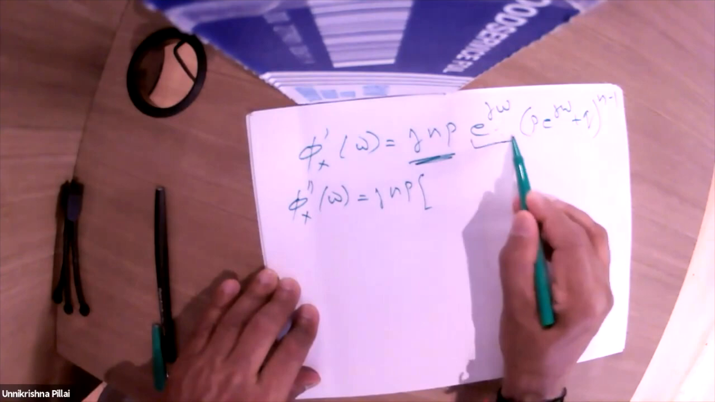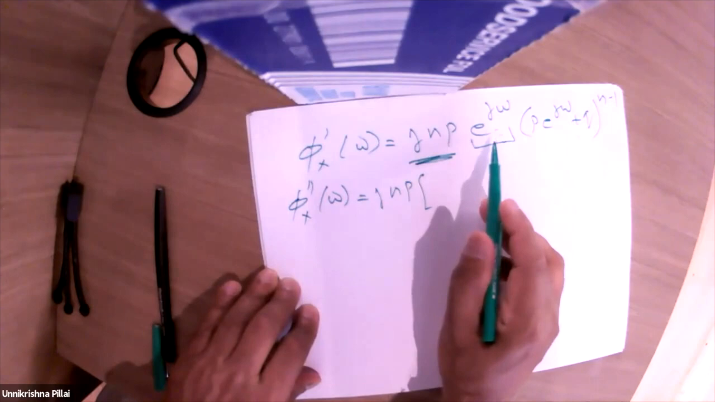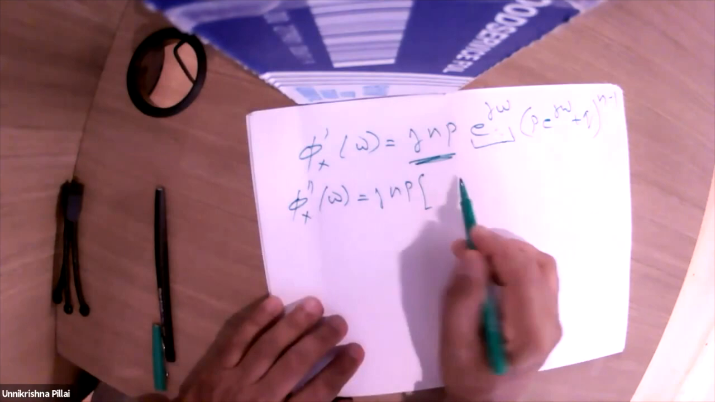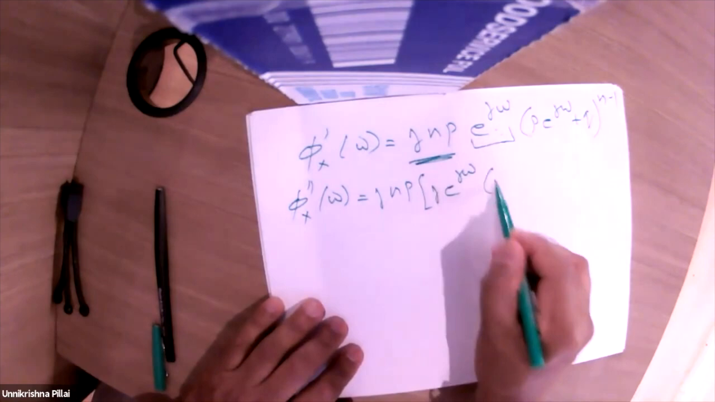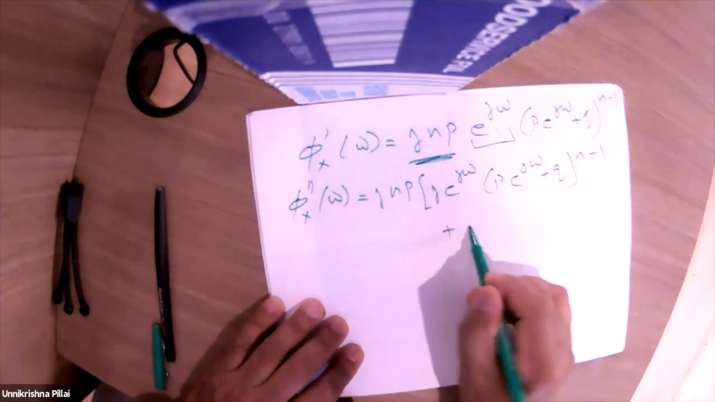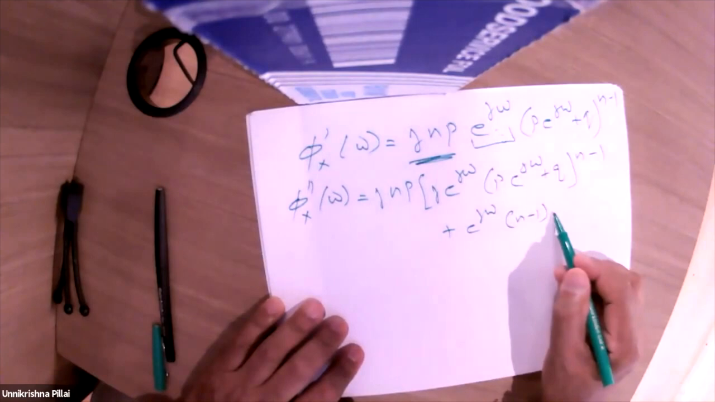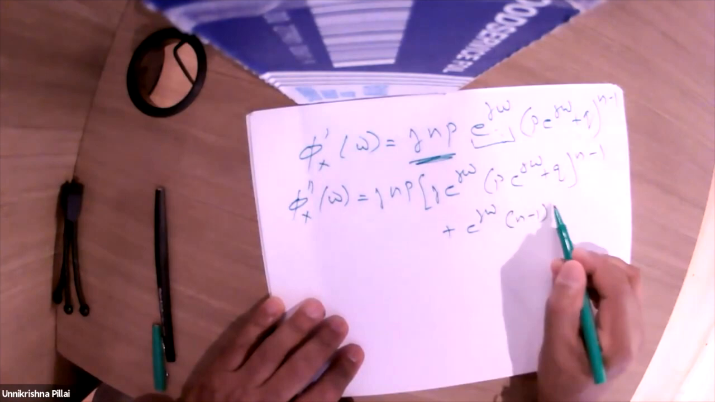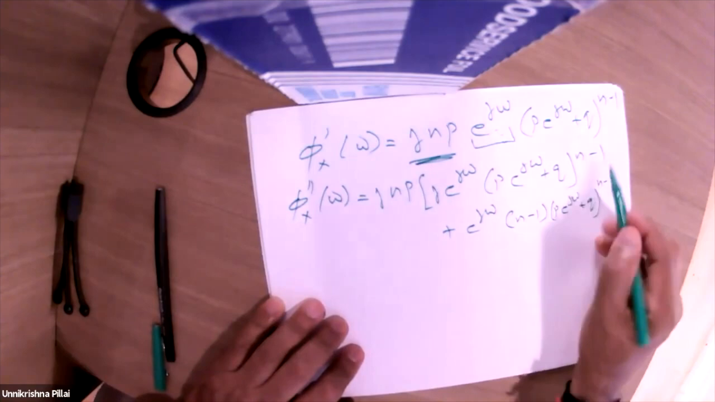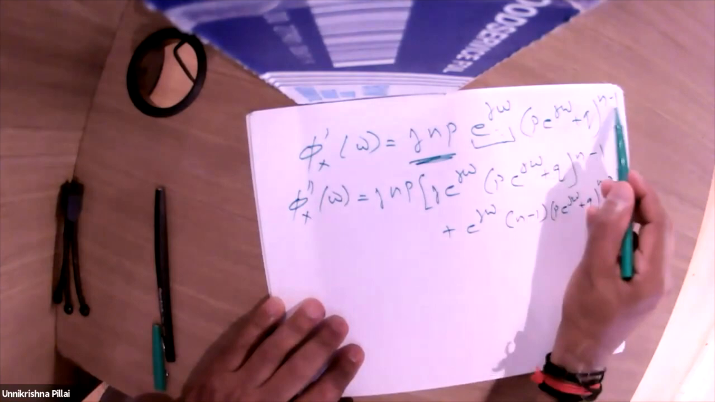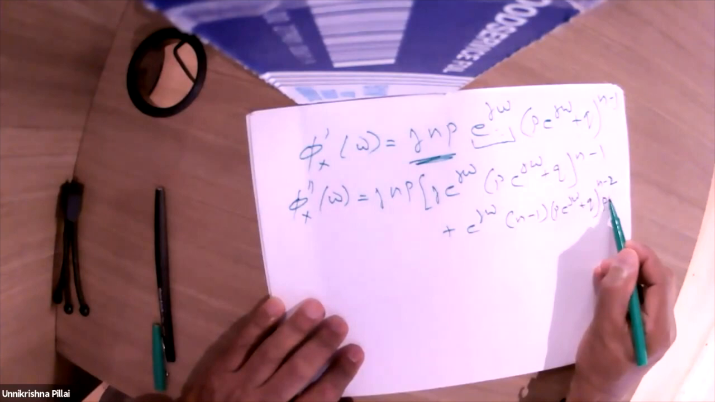This we'll do by chain rule. What's the derivative of the first quantity? What's the derivative of e raised to j omega? We just went through this. So the derivative of this is multiplied by that function, plus the first function multiplied by the derivative of this. The derivative of this function is n minus 1 multiplied by this raised to one power less, and the derivative of the inside quantity is P j e raised to j omega.